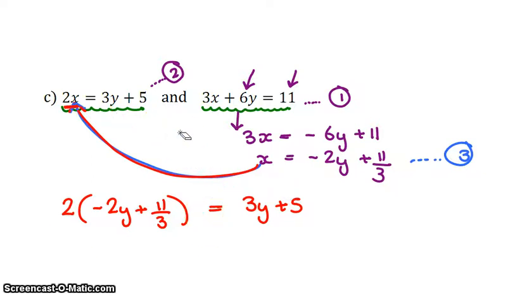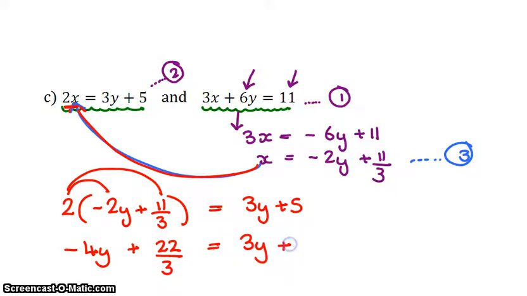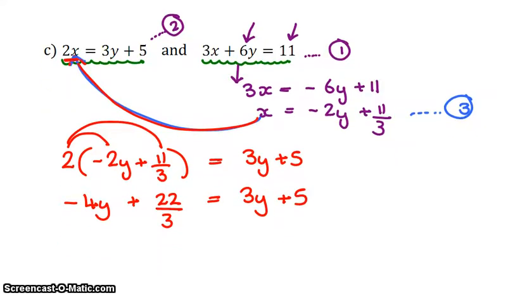Now this is great, because now I have an equation with one unknown. So I'm going to multiply out: minus 4y, well, this doesn't simplify nicely, plus 22 over 3. Use your calculator if you don't like fractions. Equals 3y plus 5. Now, guys, I can clearly see I'm heading for some fractions, so there's nothing wrong with using your calculator and just making sure that you don't make any mistakes. Now, I'm going to minus 3y on both sides to get minus 7y plus 22 over 3 is equal to 0 plus 5. So I'm just going to write 5.